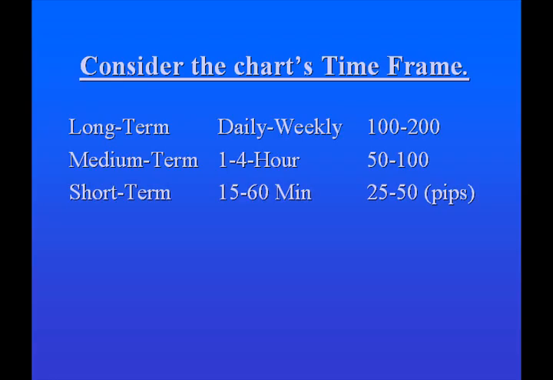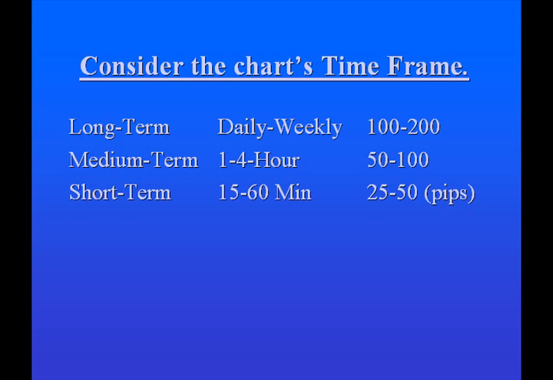In addition, we should also consider the chart's time frame. Long-term charts, which include daily and weekly charts, should use between a 100 to 200 pip protective stop, generally speaking. Medium-term charts, such as 1 hour to 4 hour charts, should use between a 50 to 100 pip protective stop, generally speaking. Short-term trades on 15-minute to 60-minute charts should use a minimum of a 25 to 50 pip protective stop.